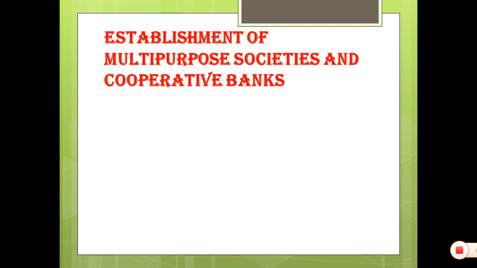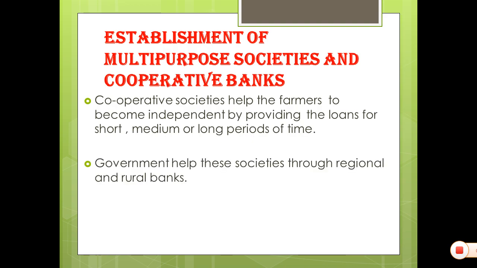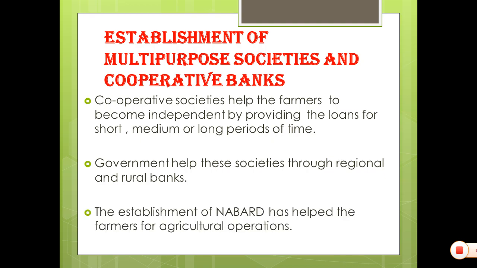For that sake, multipurpose societies and cooperative banks were established. Cooperative societies help the farmer to become independent by providing loans for short term, medium term, or long term. Government helps these societies through regional and rural banks. The establishment of NABARD has helped the farmer for agricultural operations.